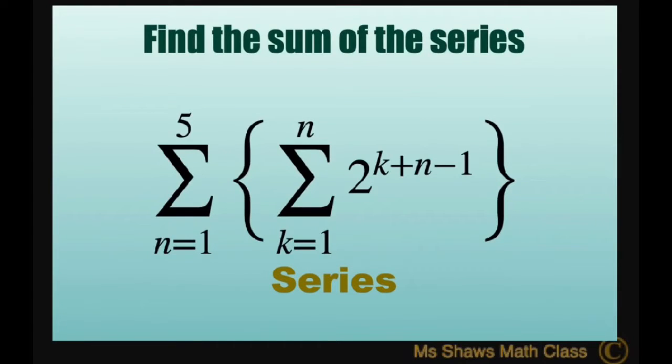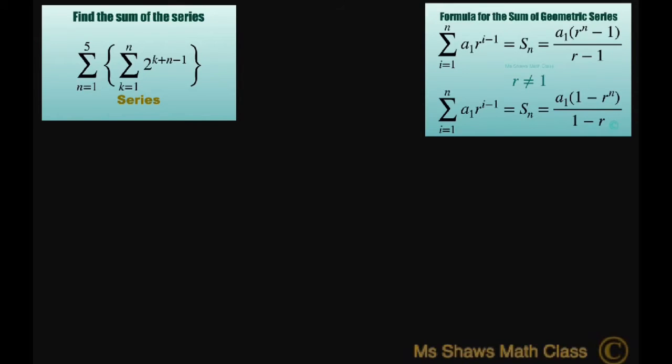Everyone, we're going to find the sum of the series given here, and what we're going to do is look at this inner function first, because this is based off this formula here, and we can look at this and rewrite it as the sum from k equals 1 to n, and I can write this as 2 to the power of k, and then times 2 to the power of n minus 1. Because what we want to do is match up these n's and these k's.